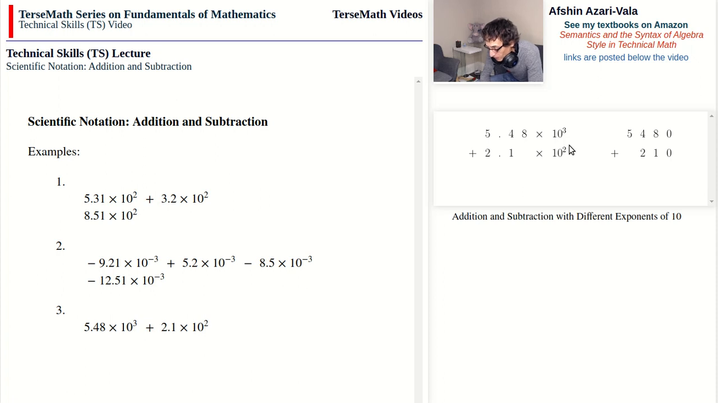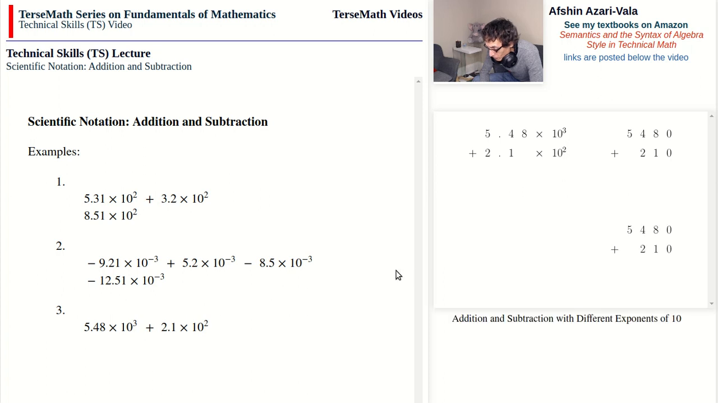Now, for reasons that I will tell you about in a couple of minutes, it's always best to choose the largest exponent of 10 that you see. So in this case, let's say that we choose to convert both exponents to 3. So we have times 10 to the power of 3 for both of these numbers. Of course, the first number does not change. Let me repeat the decimal sum over here. And then the first number does not change, of course. So 5.48 times 10 to the power of 3.